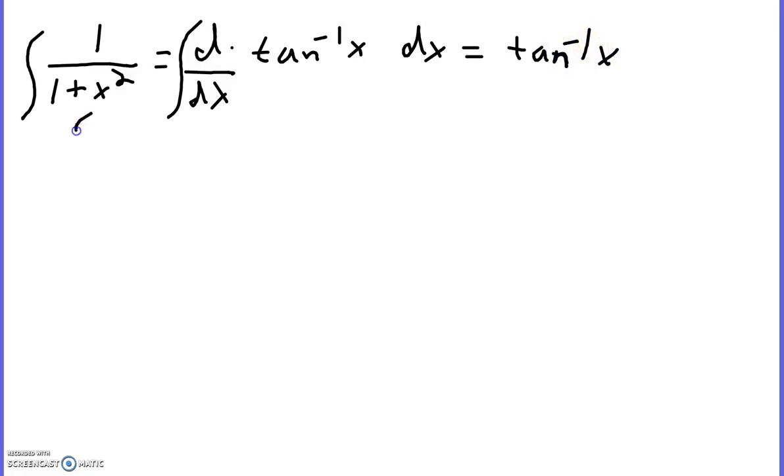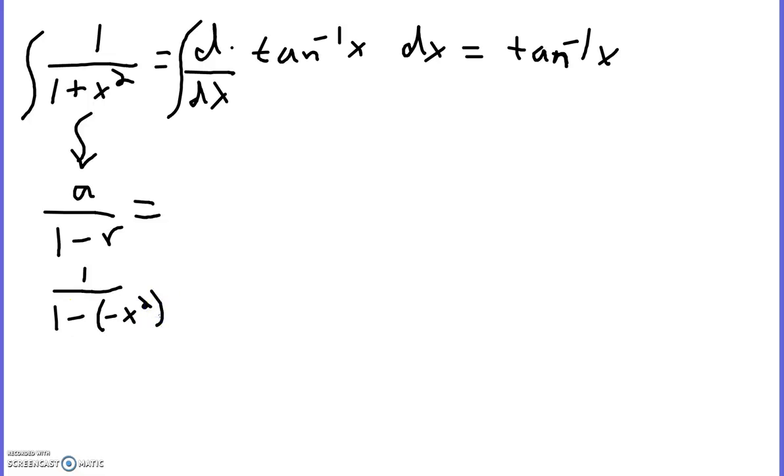Well, here's the thing. Not much, to be honest, except for the fact that this is of the form of a geometric series, a over 1 minus r. And a geometric series can be written as an infinite sum. Now, this right here is of that format. A would be like 1 over 1 minus minus x squared. Now, why is that interesting?